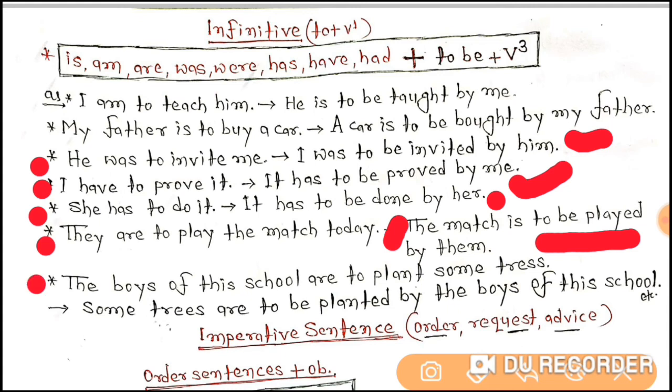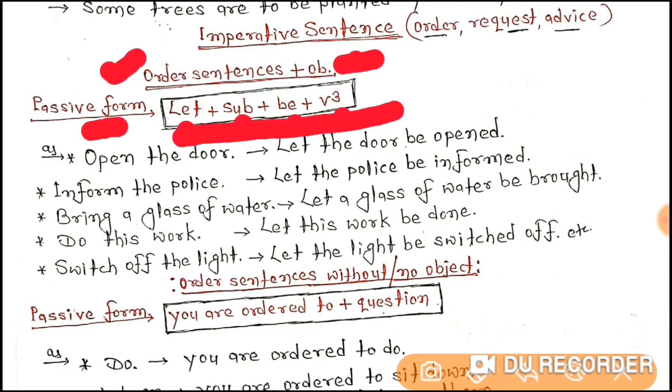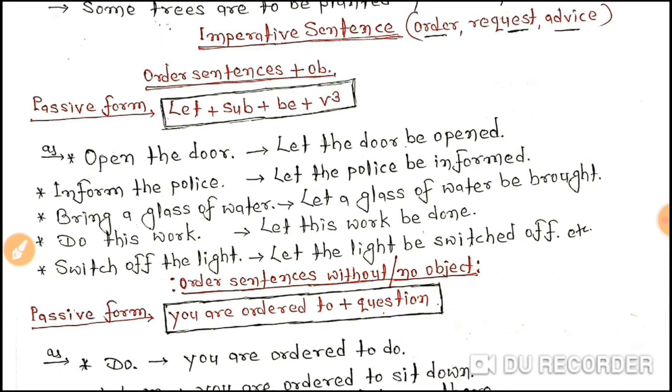The boys of this school are to plant some trees. So some trees are to be planted by the boys of this school. Now let's understand the imperative sentences changing into passive voice. You know, students, imperative sentences tell us about order sentences, request sentences, and advice sentences. So order sentences having objects, you have to begin your sentence with let, then subject, then be, and V3. Now let's understand it with the help of some examples.